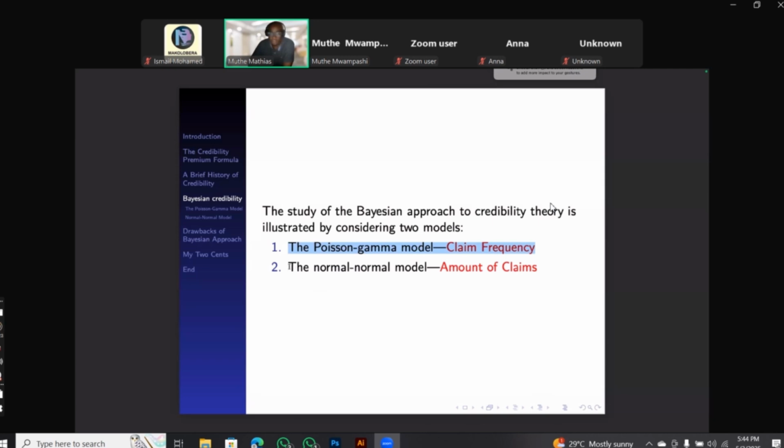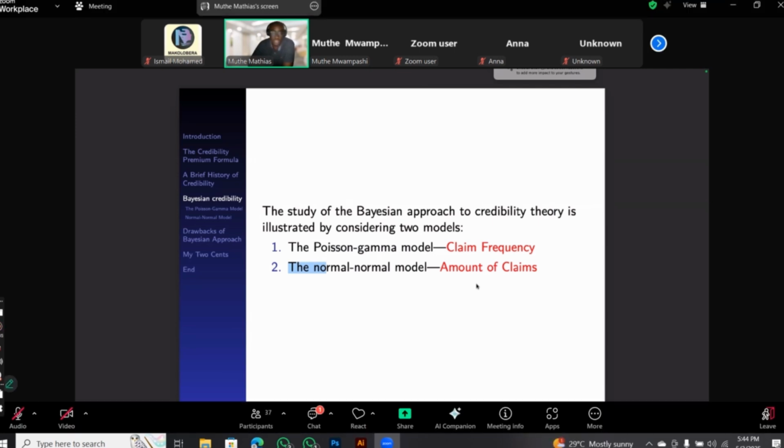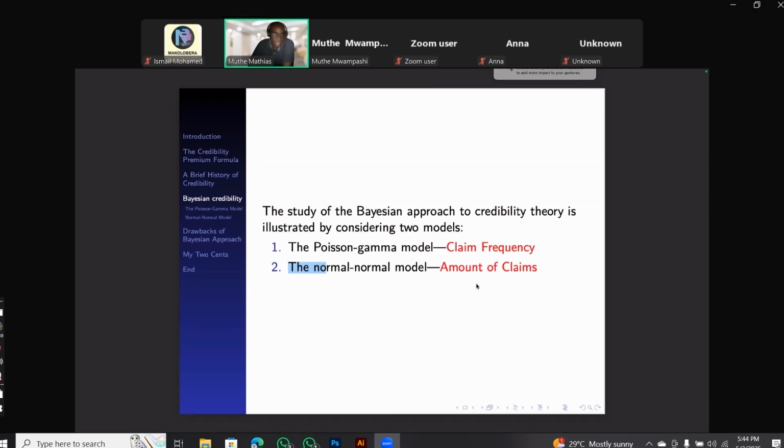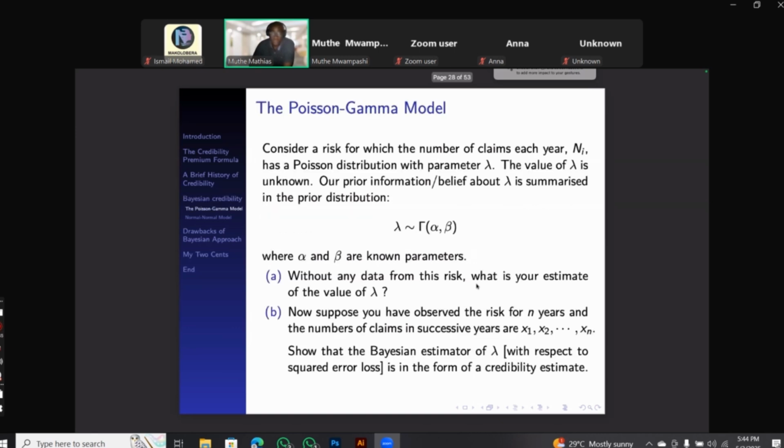And then we're going to see the other model, which is the normal model. The normal model means that you just combine two normal distribution models, and this is very useful when trying to model the amount of claims. So we're going to see how we can implement the Bayesian credibility by using the normal model and what we call the Poisson gamma model. Okay, so this is how we are going to see it now, right?